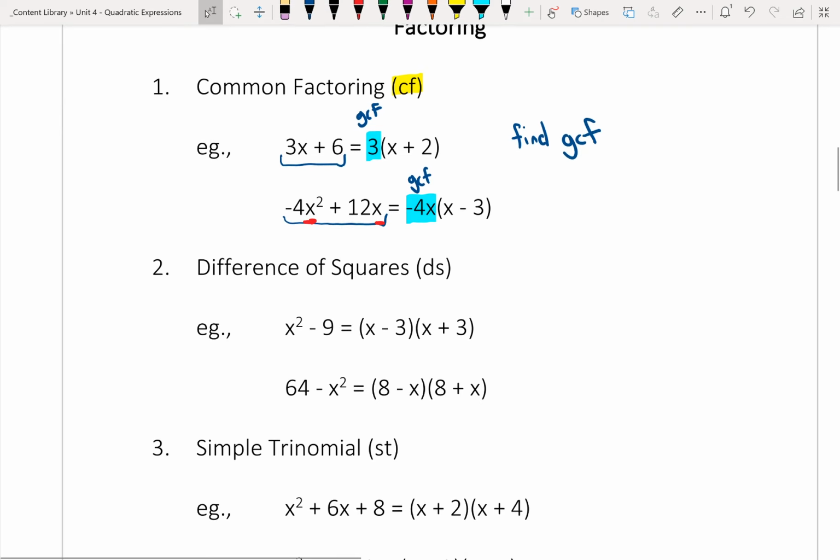Number 2, difference of squares. We're going to use DS to help us identify that. Remember, difference of squares followed the pattern where it was a squared minus b squared, which then turned into a minus b times a plus b.